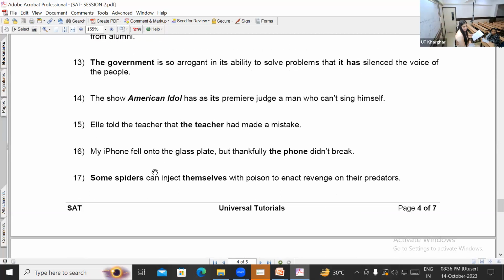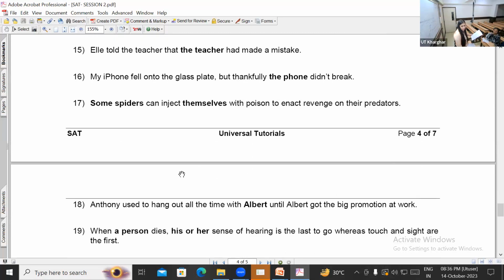Okay. And same, question number 18, beta. Check question number 18. Why am I saying Albert? Why am I not saying he got the big promotion at work? Why am I saying Albert again? Why am I not using he? What's the logic? Because if we use him, it might refer to a different person. And you can say, oh, are you talking about Anthony? Am I talking about Albert? What are you talking about?